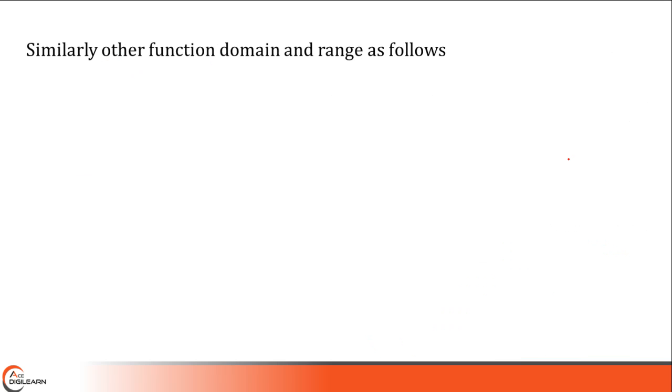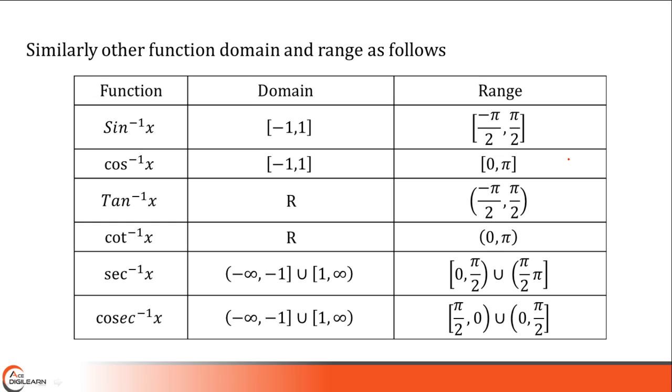Similarly, the other functions' domains and ranges are as follows. Sine inverse: domain is minus 1 comma 1, range is minus pi by 2 comma pi by 2. In these intervals it becomes one-one and onto. Similarly, cos inverse x: domain is minus 1 comma 1, range is 0 comma pi. Similarly for tan inverse x, cot inverse x, secant inverse x and cosecant inverse x, the domains and ranges are like this.